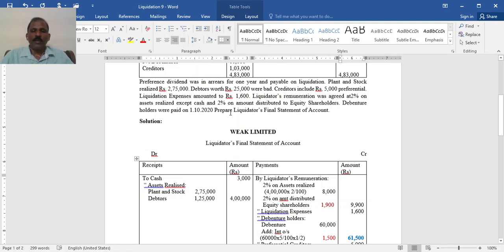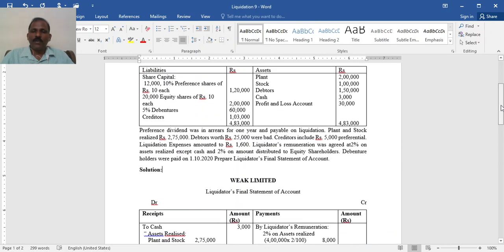You are asked to prepare liquidator's final statement of account. Name of the company at the top center, or you can write in the books of Week Limited. Liquidator's final statement of account. It is an account, so receipts on the left hand side and payments on the other side.